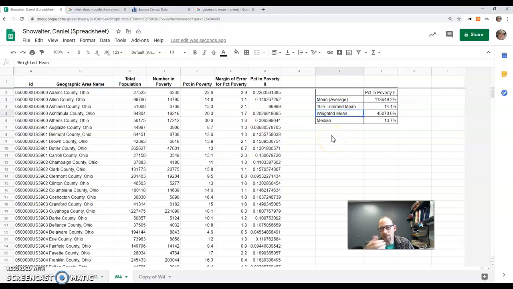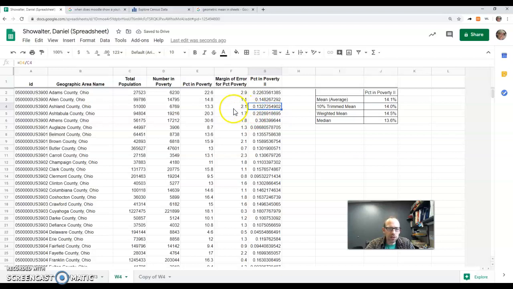So if you ever have data that has some extreme outliers in it, it is worth thinking about using a measure that's resistant to those outliers, such as the median or the trimmed mean. I'm going to do Control Z here, go back to the actual data.